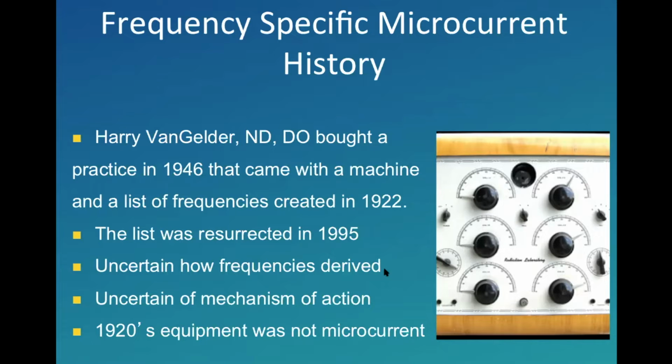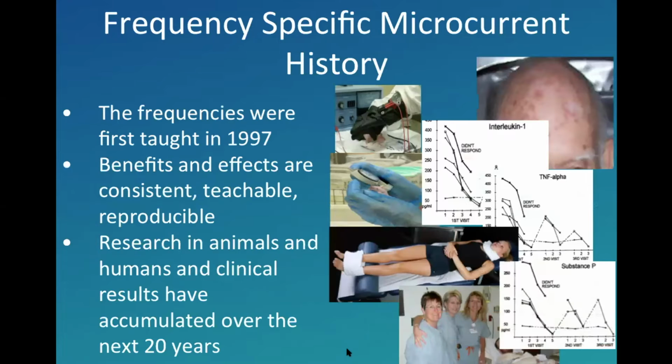We really don't know how they were derived. We're uncertain about the mechanisms of action, but we've got a pretty good model for that now. What we do know is the 1920s equipment was not microcurrent. Frequency-specific microcurrent is not about the device anyway. It's about the effect of the frequencies. The frequencies were first taught in 97, and those of you that survived that era know that they weren't taught very well. But the effects of the frequencies are consistent, teachable, and reproducible.